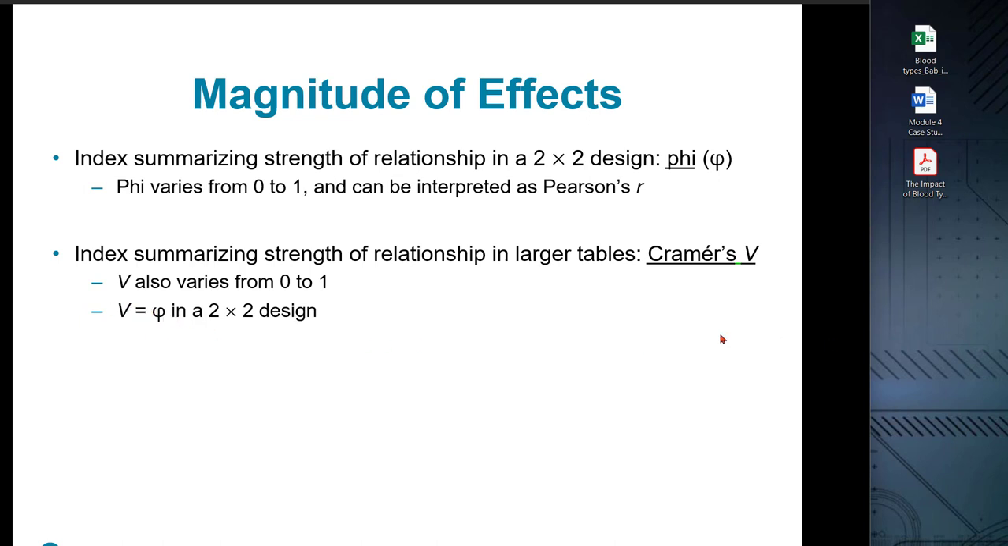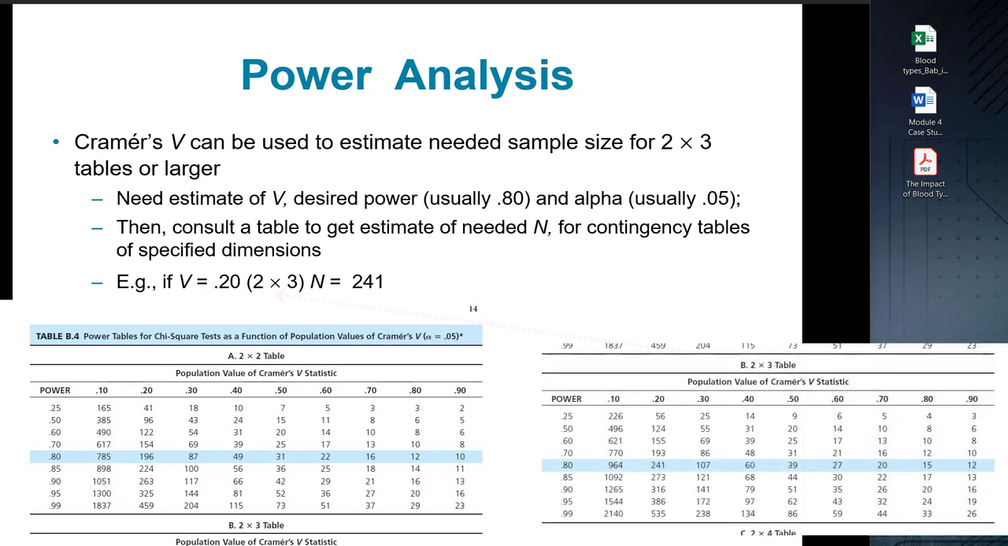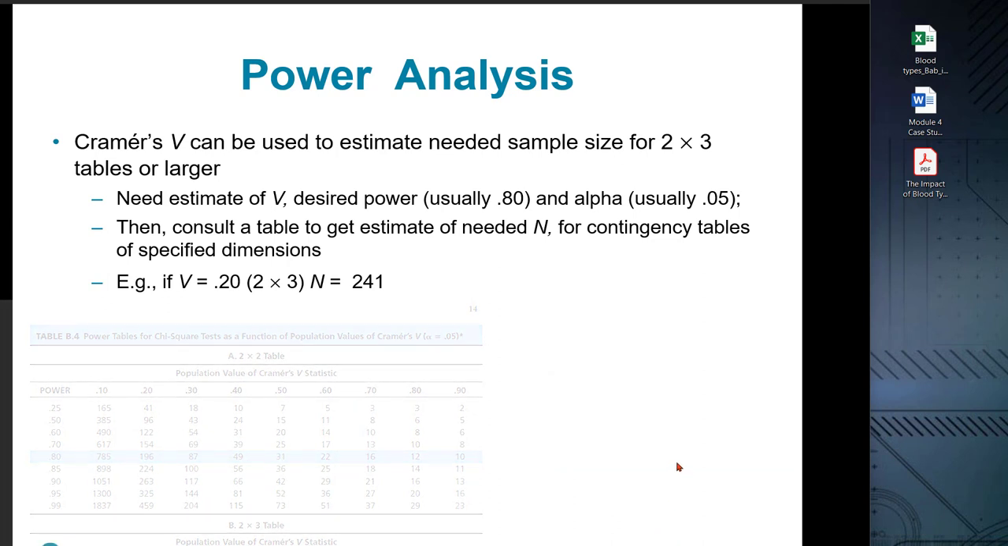The results of the power analysis can be represented in a chi-square power table. This table displays different combinations of effect sizes, significance levels, and power values, along with the corresponding required sample sizes. For example, with a Cramer's V of 20%, we would need 241 subjects in a 2x3 table to reach 80% power. By conducting a power analysis and ensuring an adequate sample size, researchers can increase the likelihood of detecting significant associations between variables in a chi-square test and avoid underpowered studies that may fail to detect true effects.